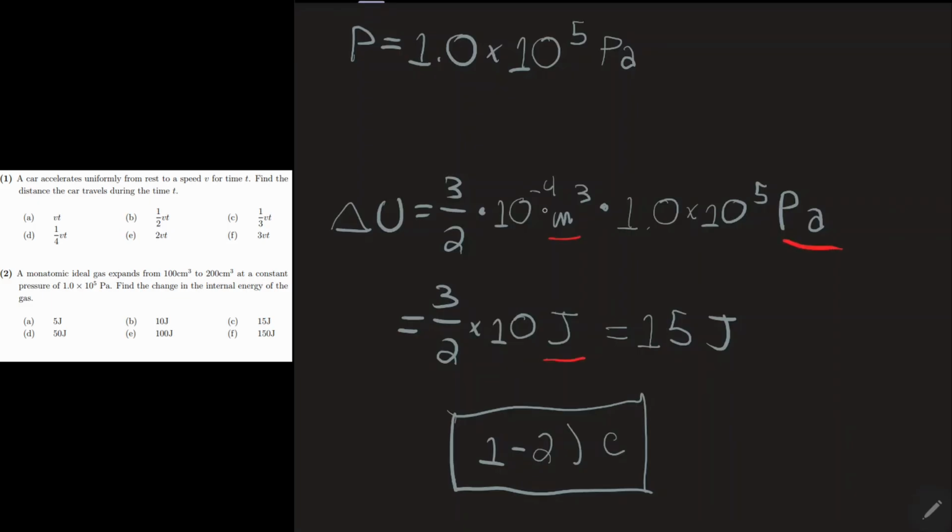And 10 to the power of -4 times 10 to the power 5 just gives 10, since 5 minus 4 is 1, meaning this is actually 10 to the power 1. And of course, if it's the power 1, you can just ignore it. And then we multiply it with the 3/2 that comes from the equation for the change in internal energy of a gas. And we get that the answer is 15 joules, which is option C.